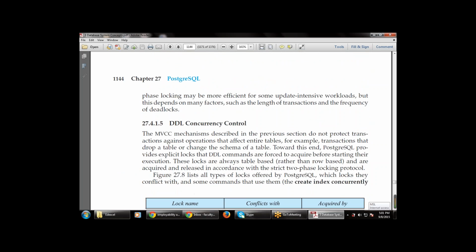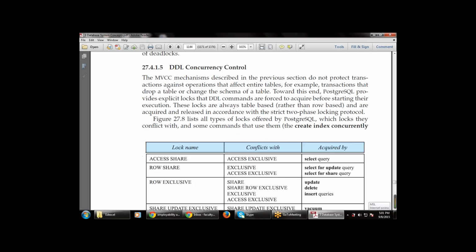Then the DDL concurrency control, that is the data definition language concurrency control, that is used as the concurrency control in which the MVCC or the index will be maintained that will execute the concurrent transactions.